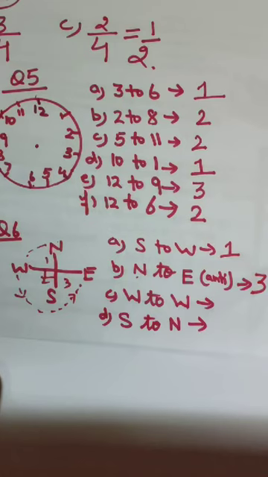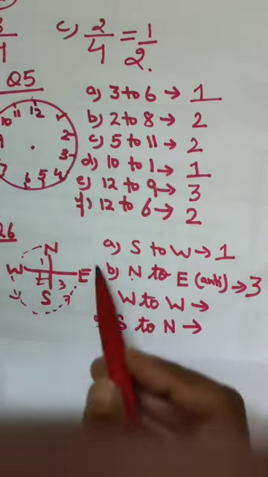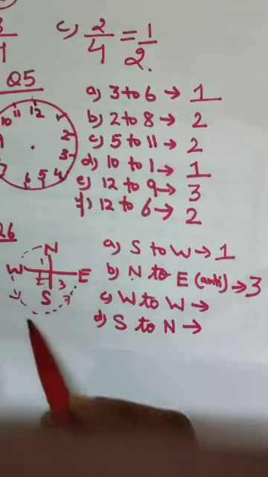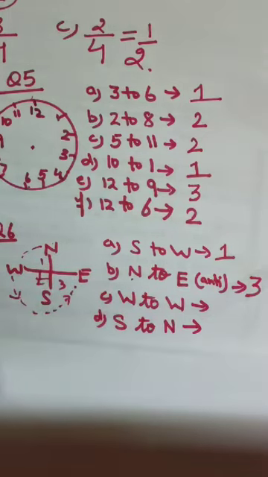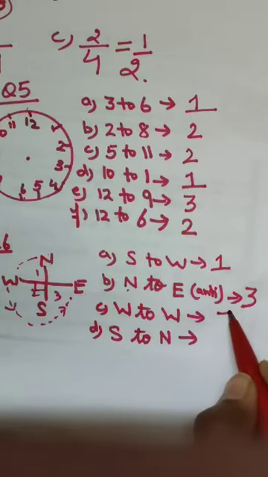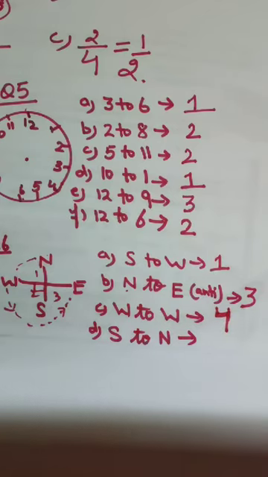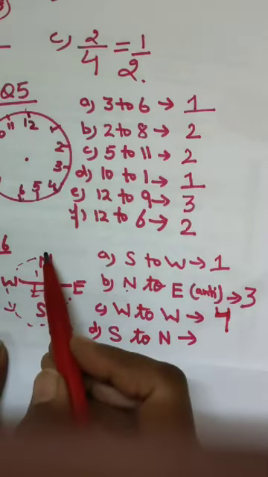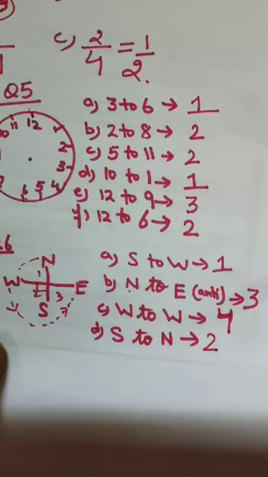West to west. When we are moving from west to west, it is one complete revolution. Started from west and ended at west. West to west is one complete revolution, and it will make 4 right angles. South to north. It will make 2 right angles.